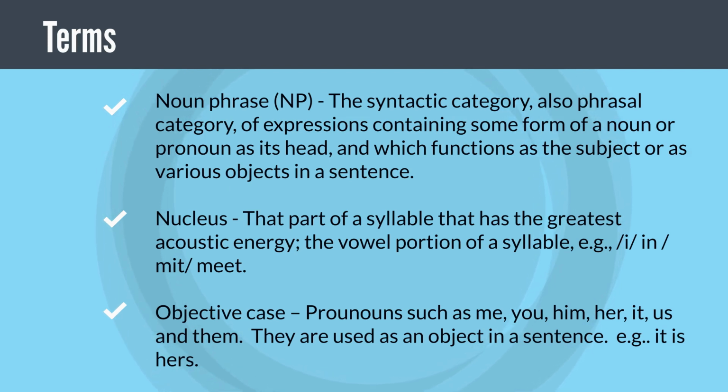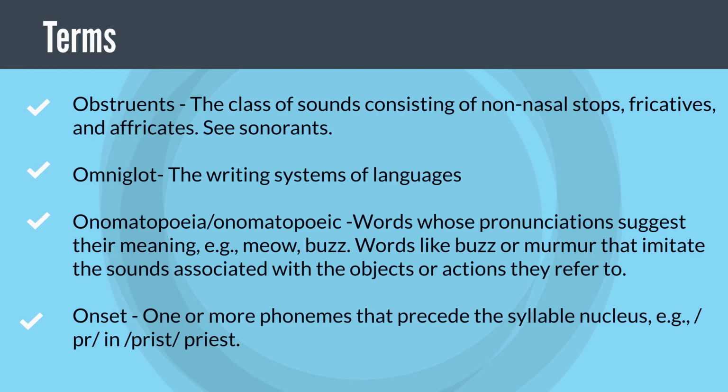Objective case: pronouns such as me, you, him, her, it, us, and them. They are used as an object in a sentence, e.g., it is hers. Obstruents: the class of sounds consisting of non-nasal stops, fricatives, and affricates. See sonorants. Omniglot: the writing systems of languages.